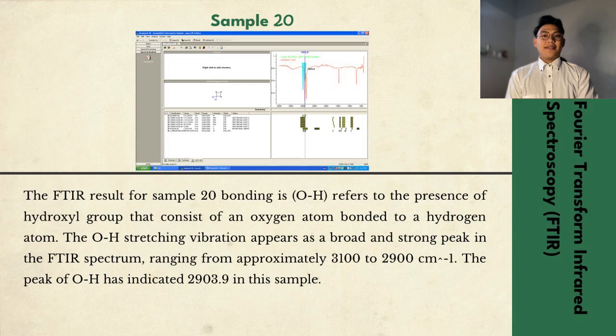For the second result, we use FTIR. Fourier transform infrared spectroscopy is a method that examines an object's infrared radiation emission or absorption to reveal detail about its molecular structure and chemical bonds.